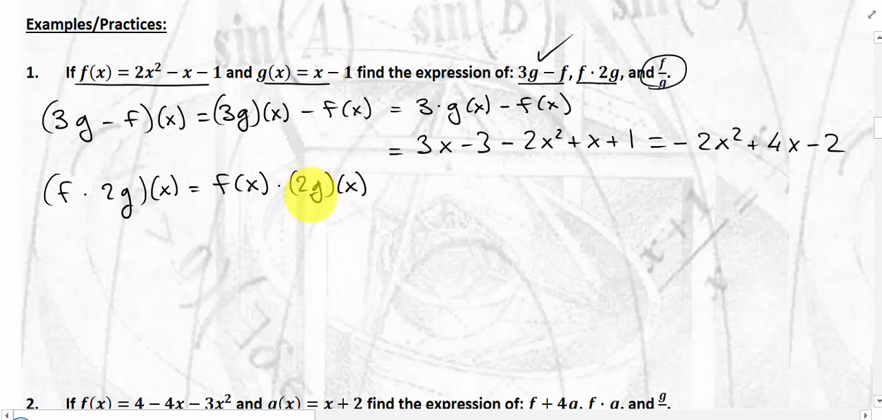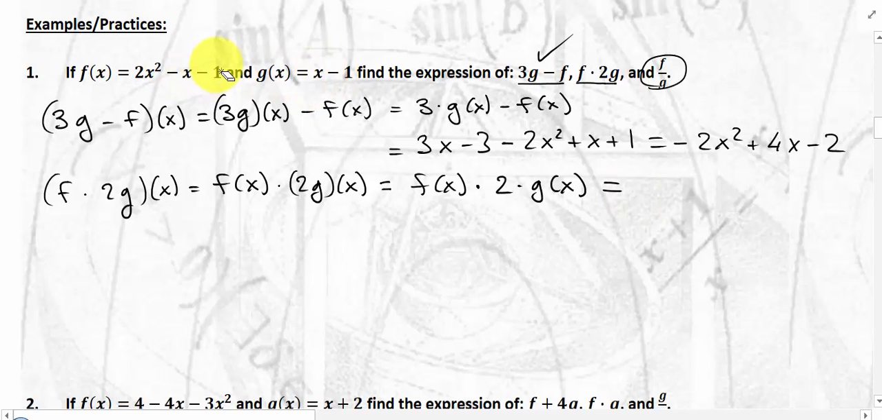Alright, but now 2g, this is a scalar multiplication of a function and a real number. So this is just 2 times g of x. Okay, so you multiply f of x and g of x and you multiply this by 2. I'm going to try to do it directly. Please make sure I don't make any mistake.